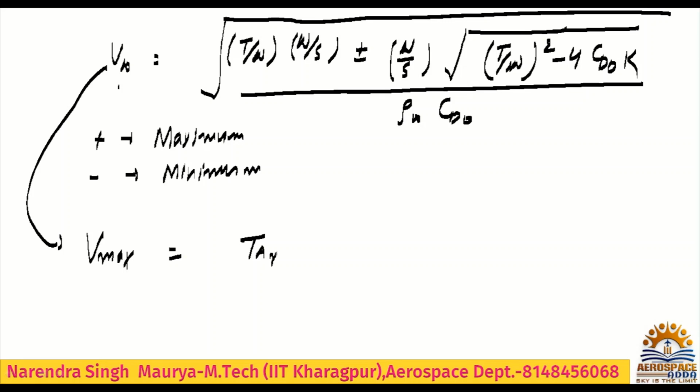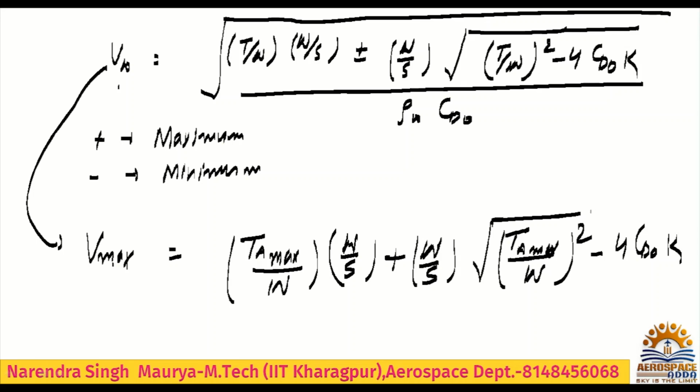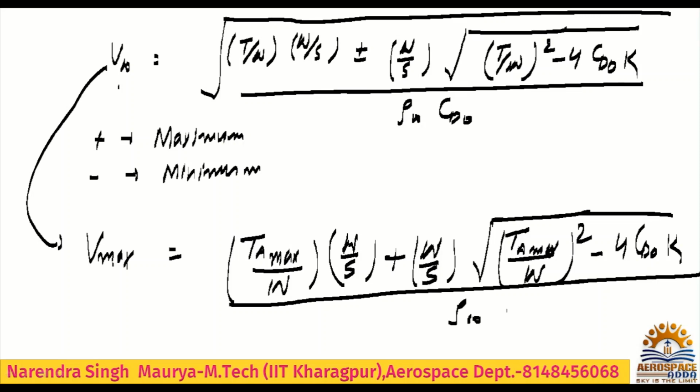So Ta max, because you are saying maximum velocity, so here whatever thrust you have will be maximum, over W by S. Now we take the plus sign, because it is maximum velocity: W by S, Ta max divided by W, squared, minus 4 CD naught K, divided by rho naught, or rho infinity, meaning the same thing, the sea level density, CD naught, the whole root.